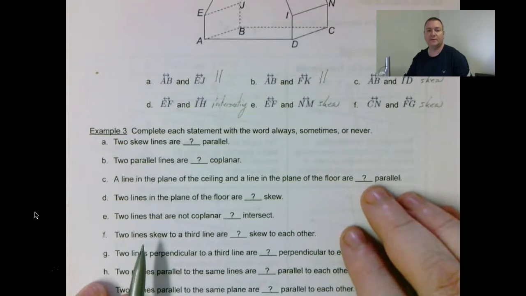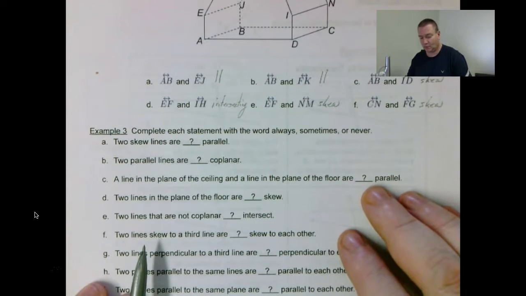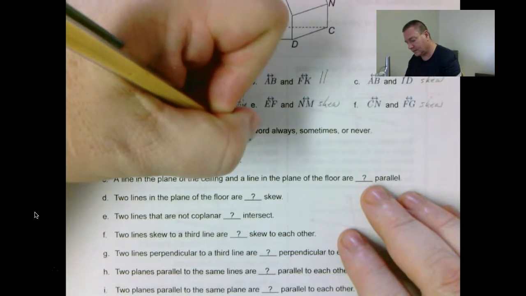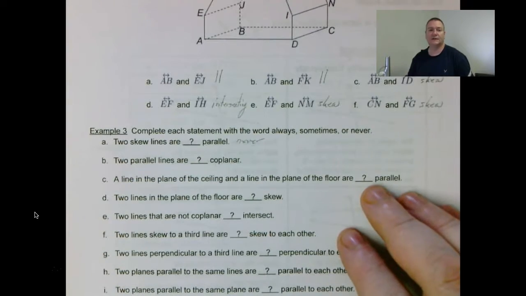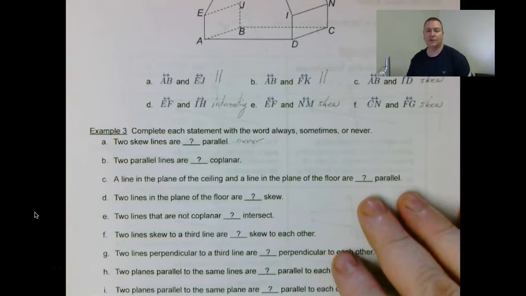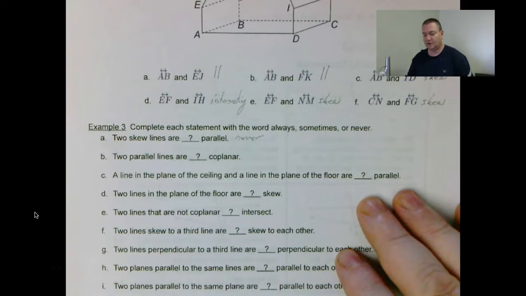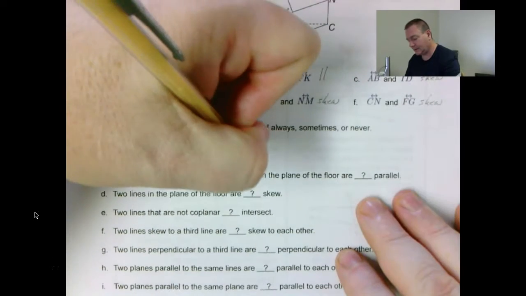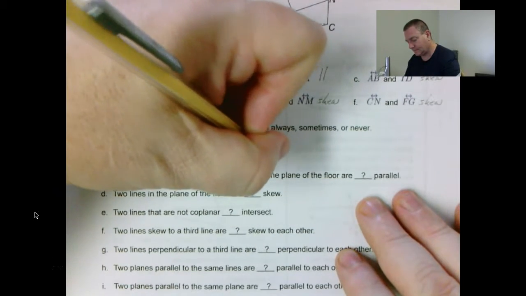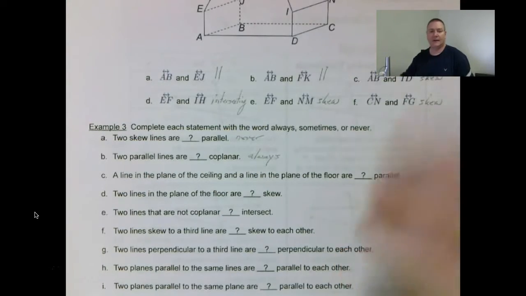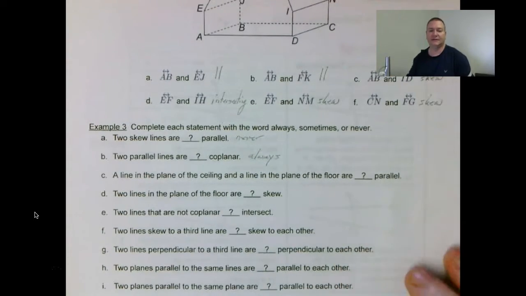Complete each statement with the word always, sometimes, or never. Two skew lines are always, sometimes, or never parallel. They are never parallel. Skew lines are non-coplanar, parallel lines are coplanar. They can't be both. Two parallel lines are always, sometimes, or never coplanar. Well, I just answered that question. They are always coplanar.